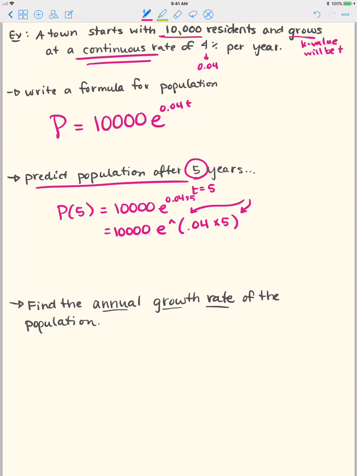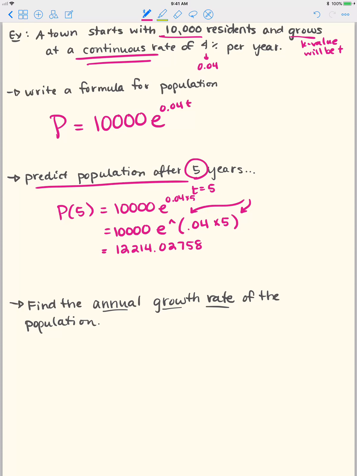So if I do 10,000 times e to the 0.04 times 5, I get 12,214 and 02758 is the decimal. So whichever it asks you to round to, it's around 12,214 people 5 years after this population formula started.